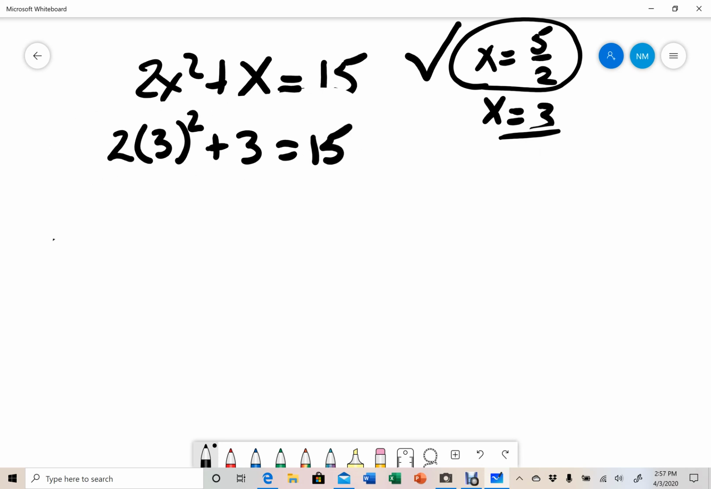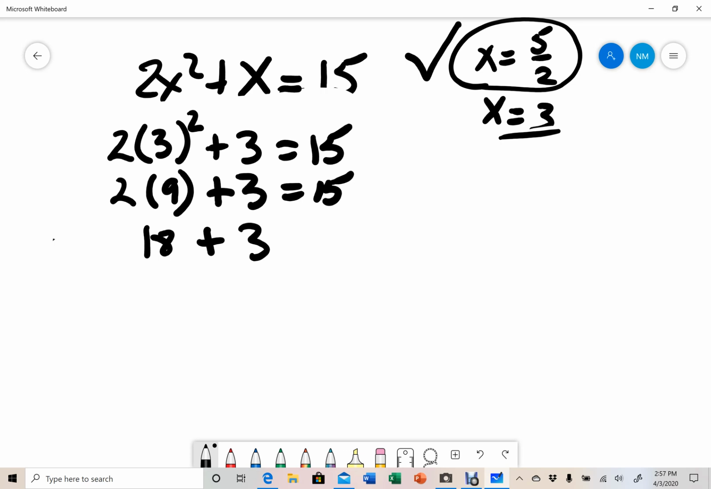Okay, 3 squared is what? Well, 3 squared is 9. So now I've got 2 times 9 plus 3 equals 15. 2 times 9 is 18 plus 3 is 15. Oh, you know what I did? This is not positive. This is negative.